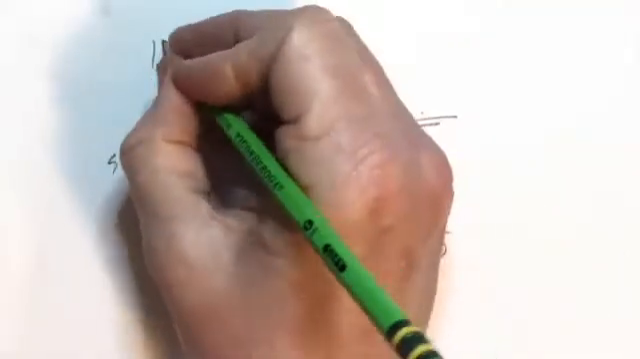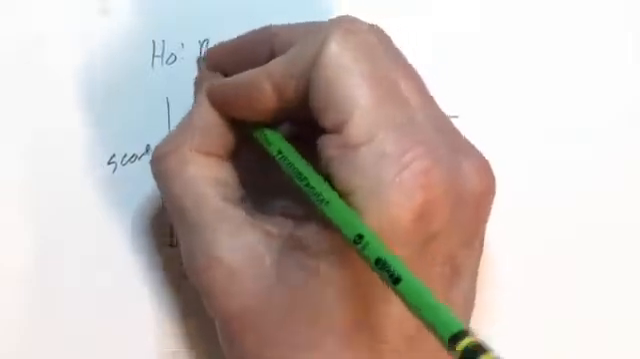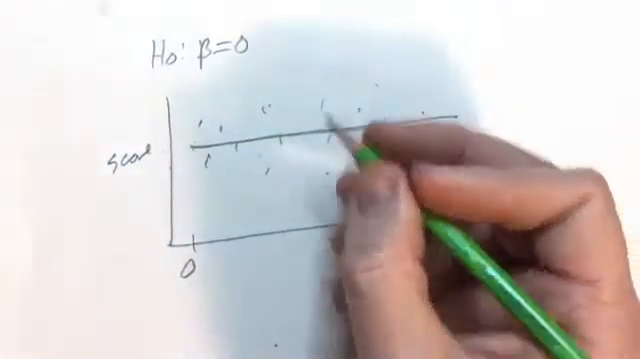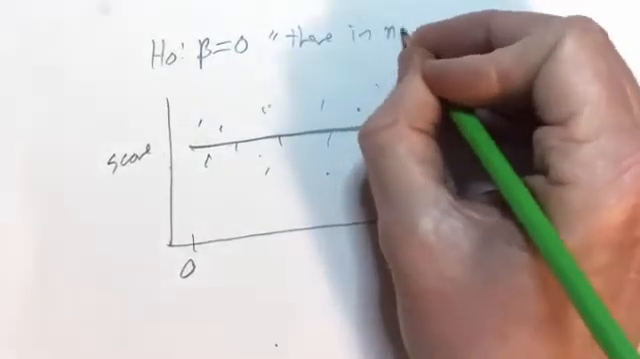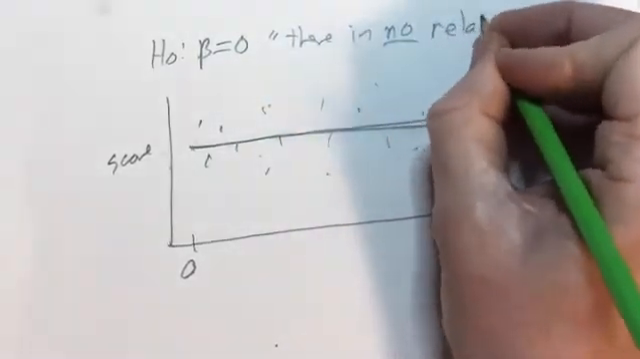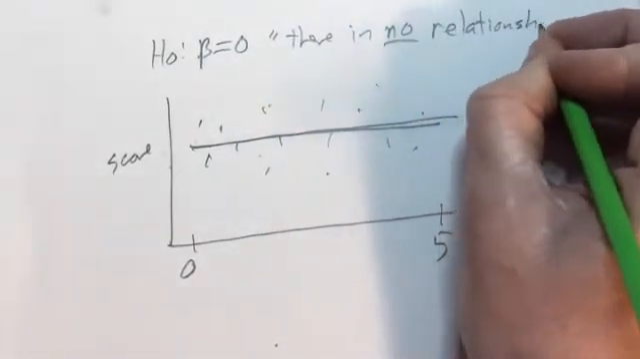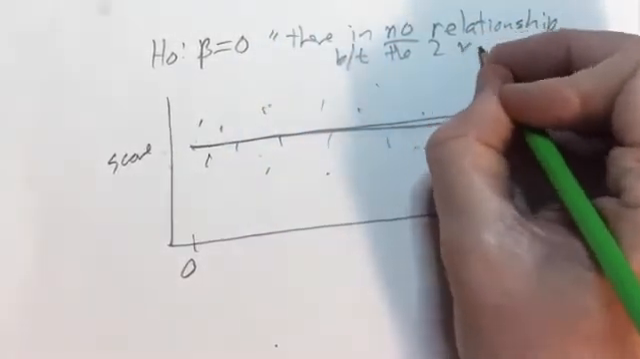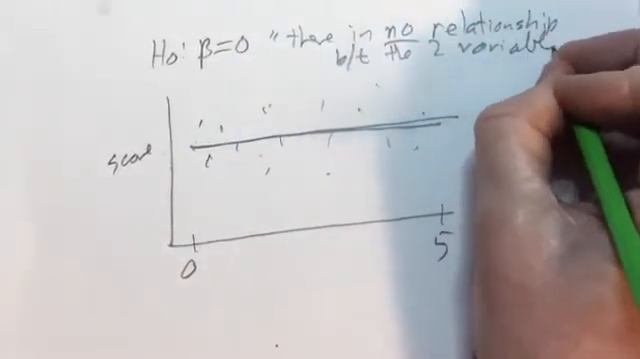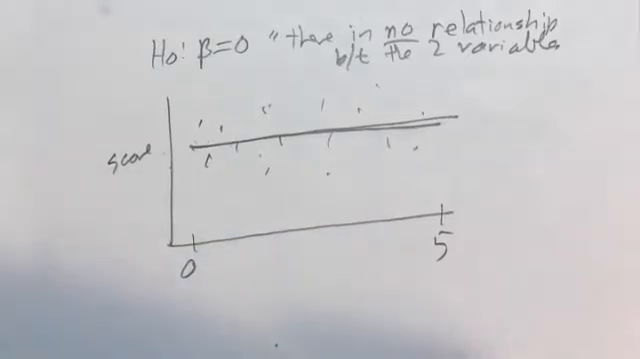So our null hypothesis in this section is always going to be beta is equal to 0. In other words, there is no relationship between our two variables. Okay, that's going to be our null hypothesis.